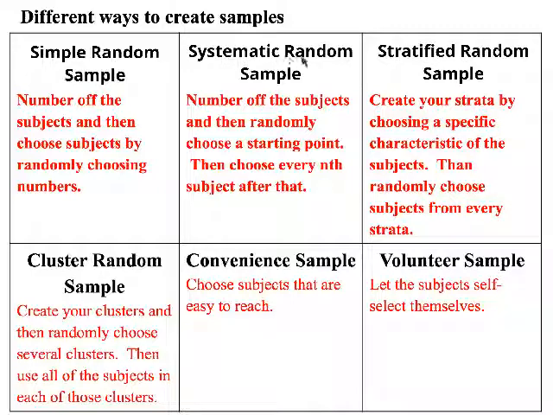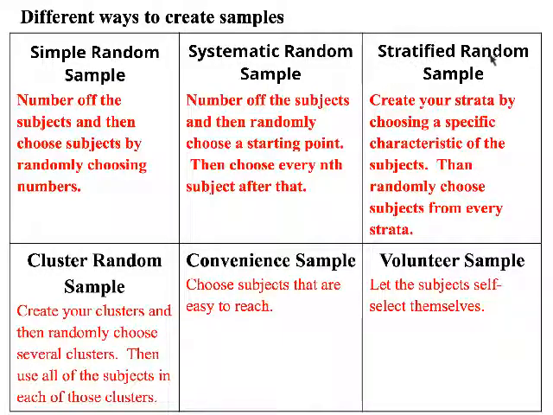Next, systematic random sample. The way to do that one is you have a system of doing it, and it's in the name. It's systematic. Now, what you're going to do here is number off the subjects once again, and then randomly choose a starting point. Then choose every nth subject after that. Now, nth means every 8th, every 12th, every whatever you want to choose as what comes after that. So if I choose the 10th one to start with, and then I choose every 8th one after that, that would be a systematic random sample.